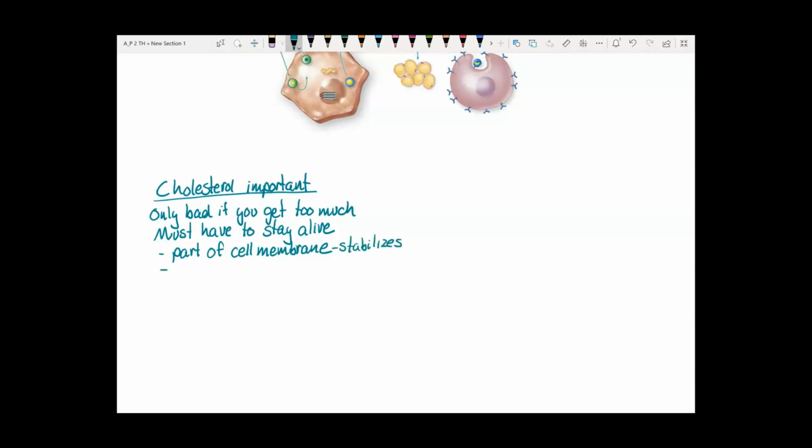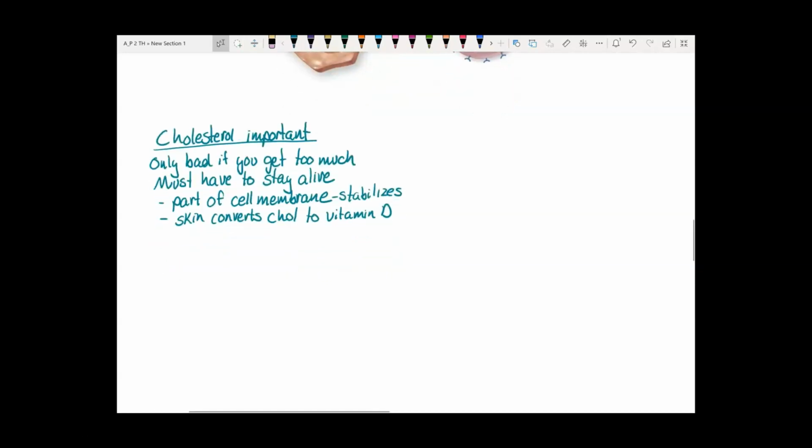Remember back in chapter 6 when we learned that the skin makes vitamin D? It's because it converts cholesterol to vitamin D. So if you didn't have any cholesterol, there'd be nothing for your skin to convert to vitamin D, and you would become deficient in vitamin D.